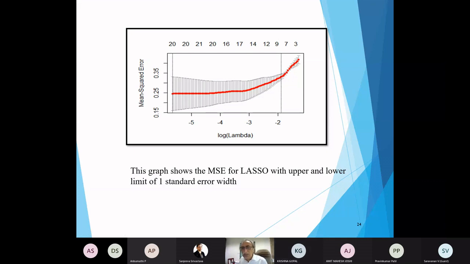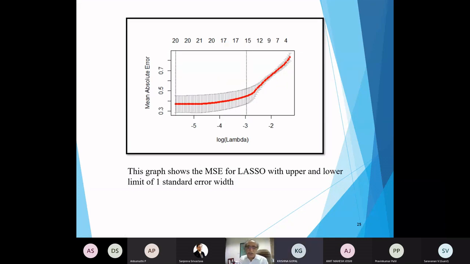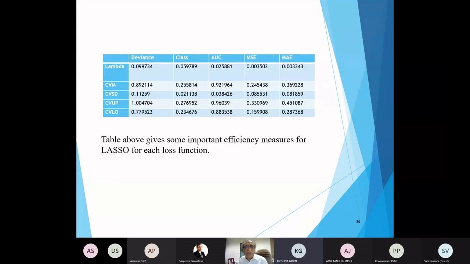Okay, so I hope this is understood. And likewise, I do it for LASSO with upper and lower limit, etc. One standard error. Okay, this is mean absolute error. And the information is summarized in this table. These are the values of lambda for various loss functions.